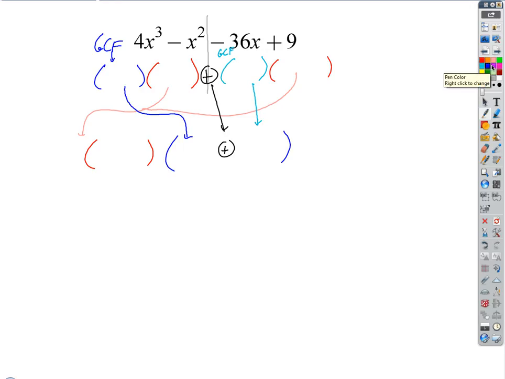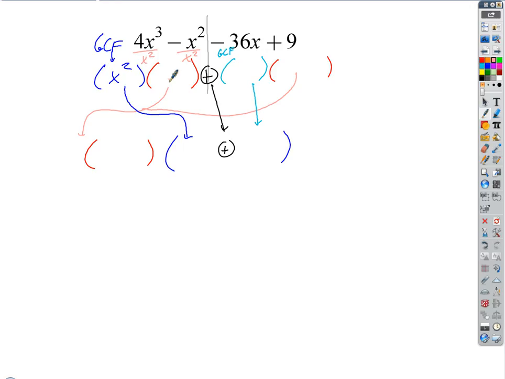So the greatest common factor of the first group was what? X squared. Okay, good. So that's the biggest thing I can factor out of the first group. Let's see what that gives us. I'm just going to divide each term in the first group by x squared to see what remains.